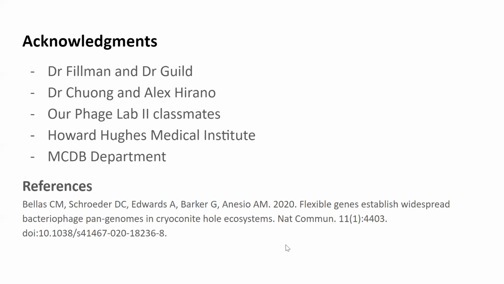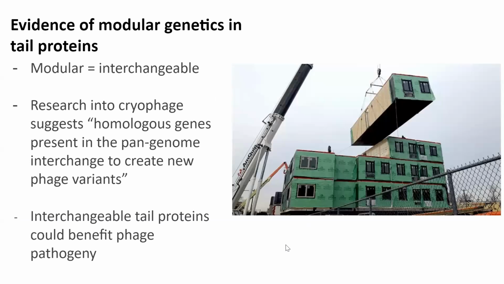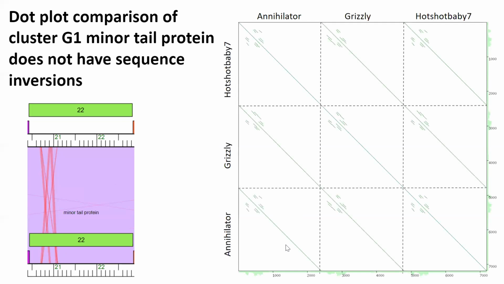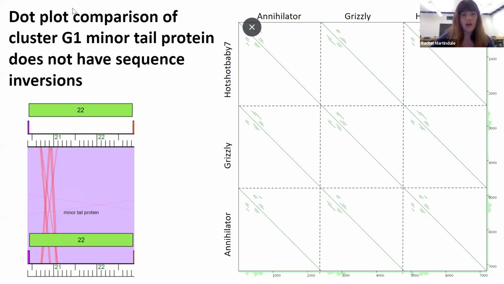I saw some unusual names on a couple slides ago. Is that referring to proteins, or like how do you get names like Annihilator and Hotshot Baby 7? Yeah, so those are actually each individual phages. So just like how, if you took Phage Lab 1, you got to name your own phage. These are just how other people named them. So yeah, like Hotshot Baby 7. So yeah, these dot plots compare the entire genome of, so like Hotshot Baby against Annihilator.